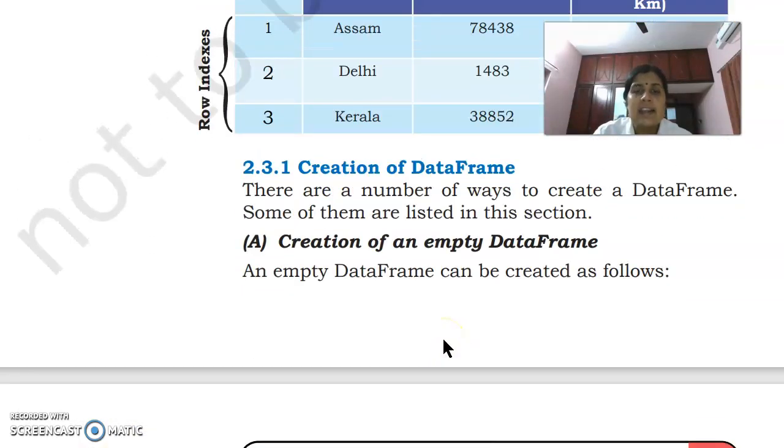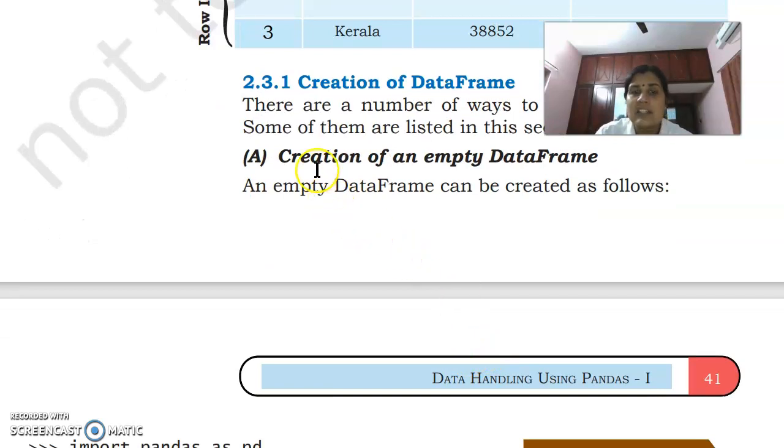We can create a data frame in many ways. Like we studied in series that we can create a series by different methods, like using array, dictionary, list, scalar value, etc. So a data frame can be created in many ways. First type is, I think, five ways are there.